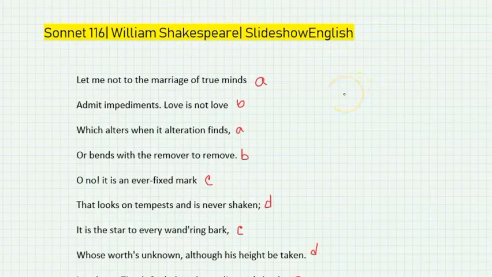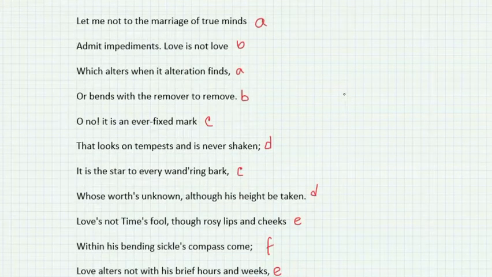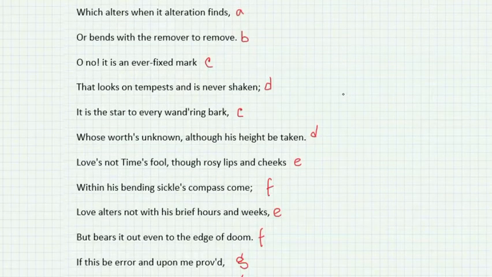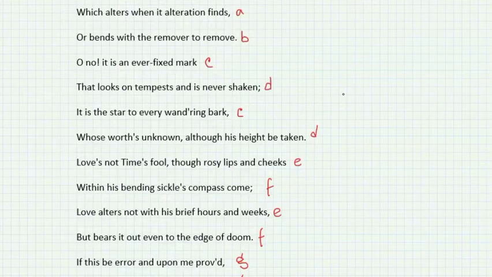Let me not to the marriage of true minds admit impediments. Love is not love which alters when it alteration finds, or bends with the remover to remove. Oh no, it is an ever-fixed mark that looks on tempests and is never shaken. It is the star to every wandering bark, whose worth's unknown, although his height be taken.